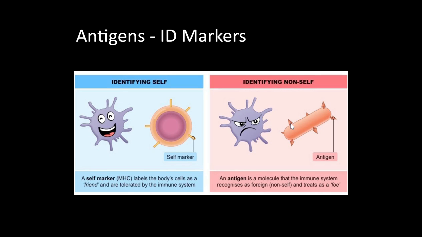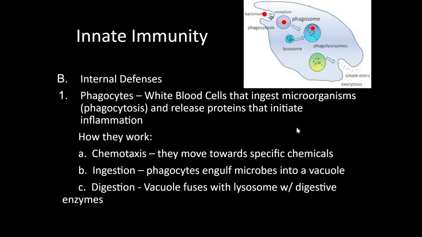Now, it doesn't recognize what kind of bacterium this is or anything specific about it. It just knows you don't belong. This is going to be a problem. So the main protectors as far as cells go are your phagocytes. And these are white blood cells that literally eat pathogens, break them down, and poop out their parts.